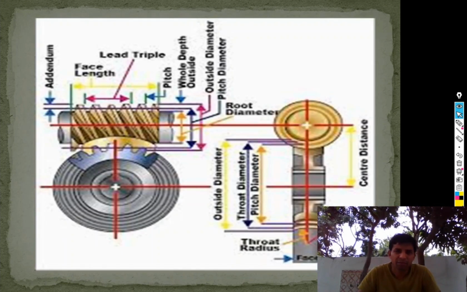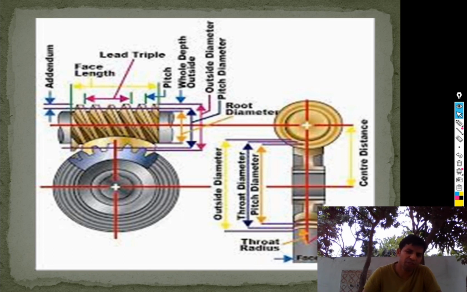These diagrams show you some dimensions or gear terminology of a helical gear, which includes addendum, face length, lead, and many more. These are very simple terms, and you can usually understand them from the given diagrams.